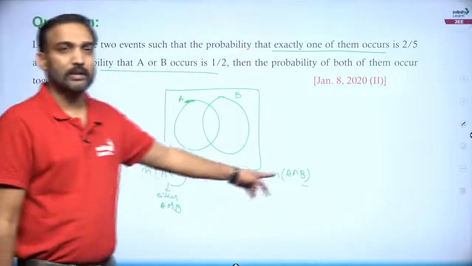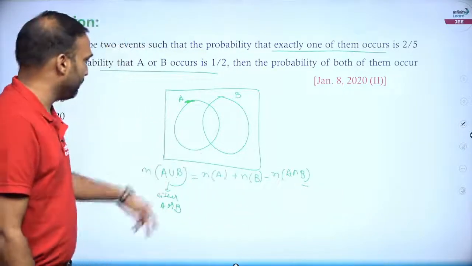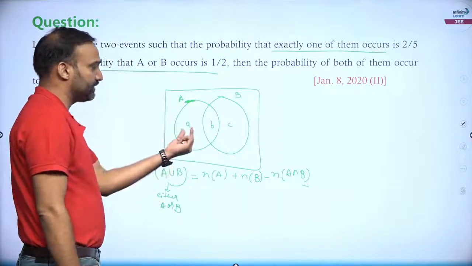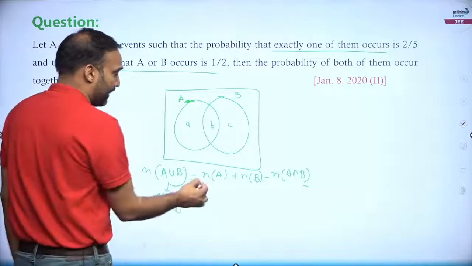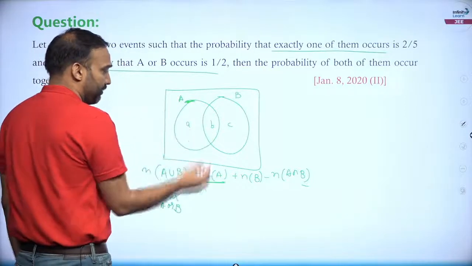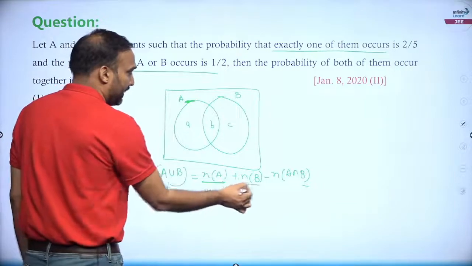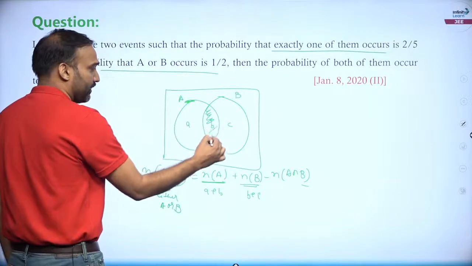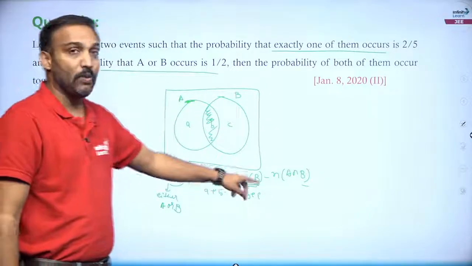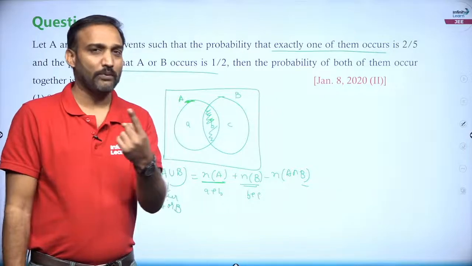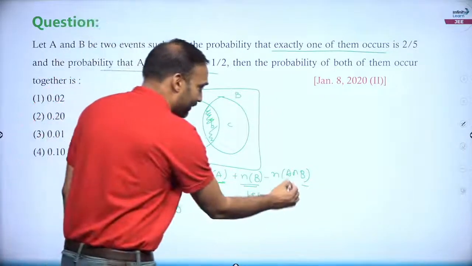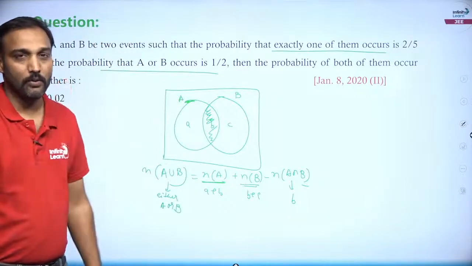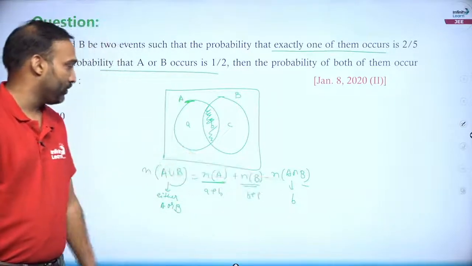Now, why do we subtract this? A union B is basically A, B, C, right? A should have this A, this B and this C. So when I take N(A), it will have A and B. When I take N(B), it will have B and C. Now you see, the element which is common to A and B has been counted twice, whereas B has to be counted only once. That's why we subtract B once, because B should not be counted twice. That's why we keep a minus sign over here.